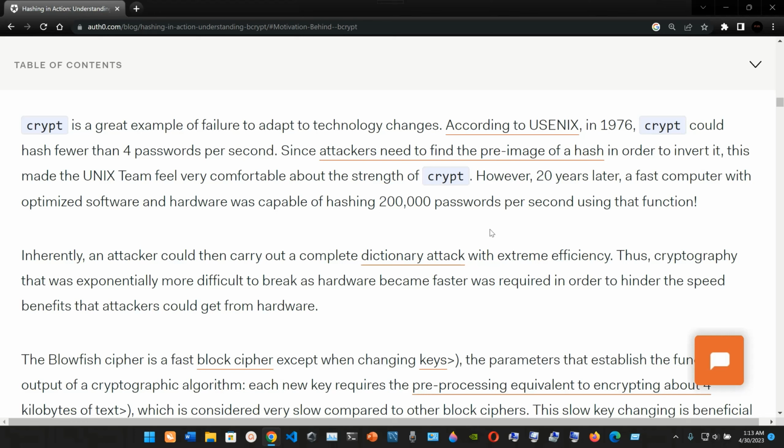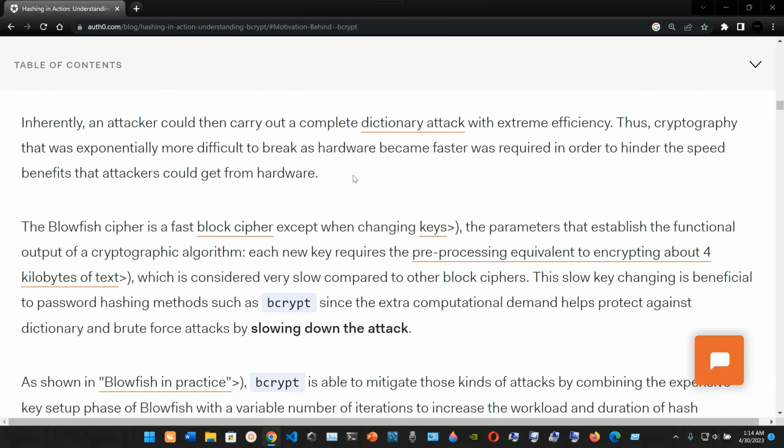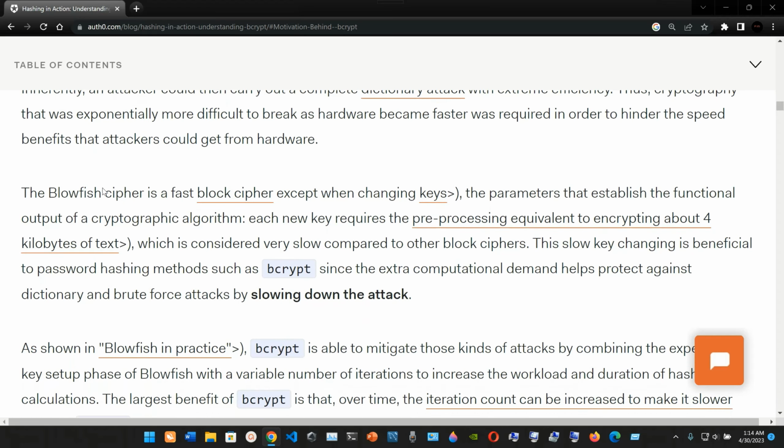However, 20 years later, a fast computer with optimized software and hardware was capable of hashing 200,000 passwords per second using that function. Inherently, an attacker could then carry out a complete dictionary attack with extreme efficiency. Thus, cryptography that was exponentially more difficult to break as hardware became faster was required in order to hinder the speed benefits that attackers could get from that hardware.